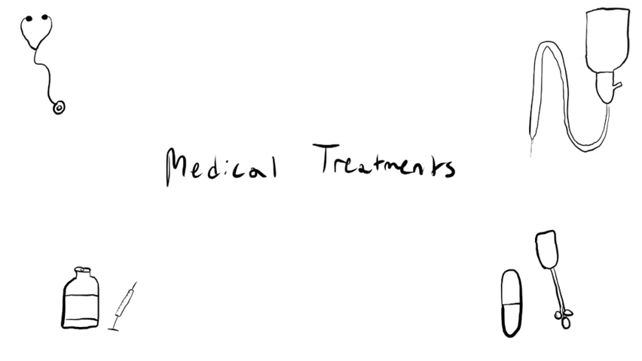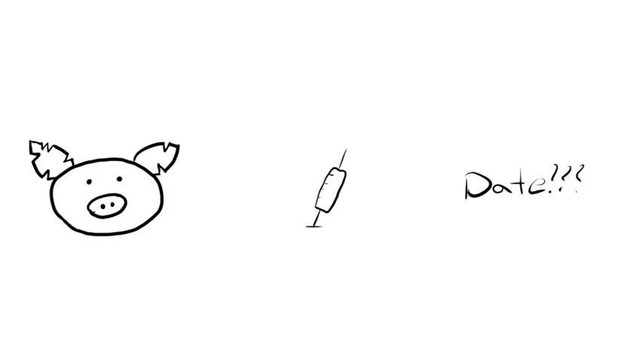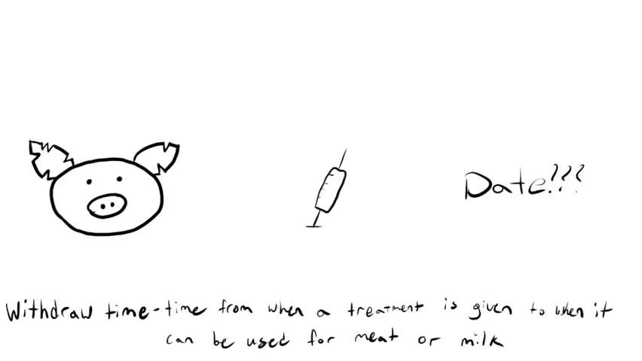We need to know who got what medication at what time because of this thing called withdrawal times. Withdrawal time is the amount of time that it takes for an animal, from when it was given medication, to when it can be used again for its meat or milk.